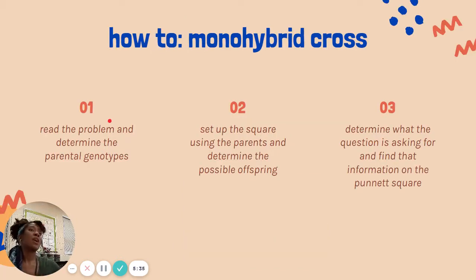Okay. So yeah, monohybrid crosses: you're going to read the problem and determine the parental genotypes. You're going to set up your square and determine the offspring. After that, you're going to look back at the question. What is the question asking you for? And then find that information on the Punnett square.